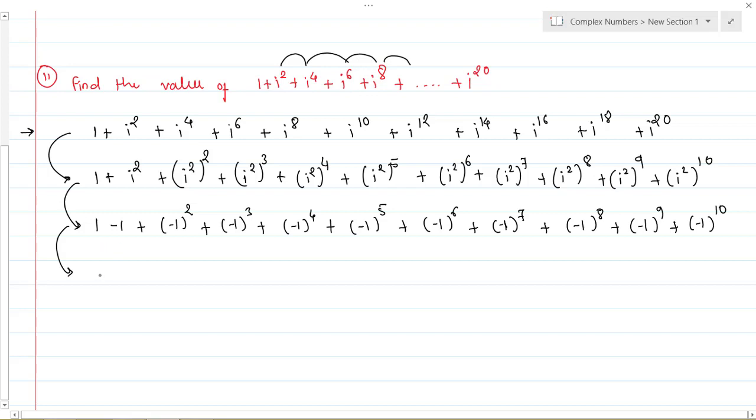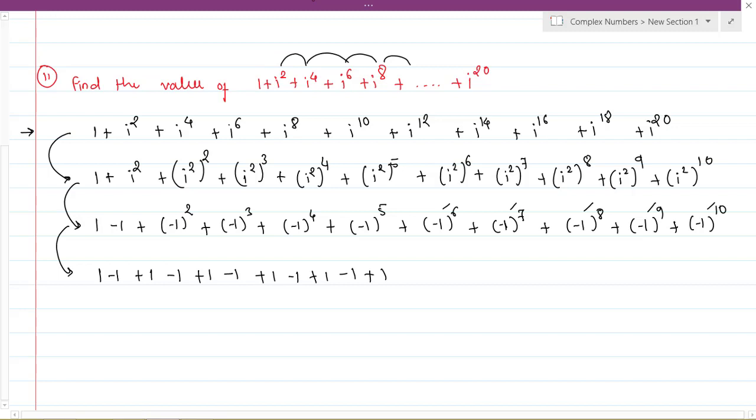Now let's get the values here. Remember that negative to an even power is always positive and negative to an odd power is always negative. Even power gives positive 1, odd power gives negative 1. So positive 1, negative 1, positive, negative, then positive, then positive, then we have negative here and next we have positive.